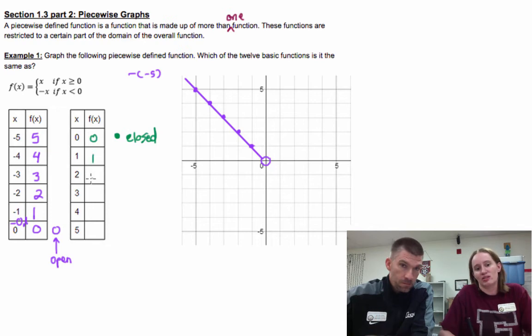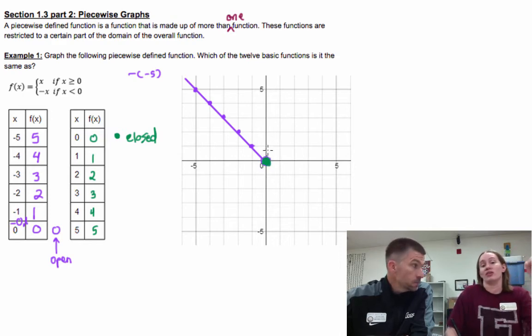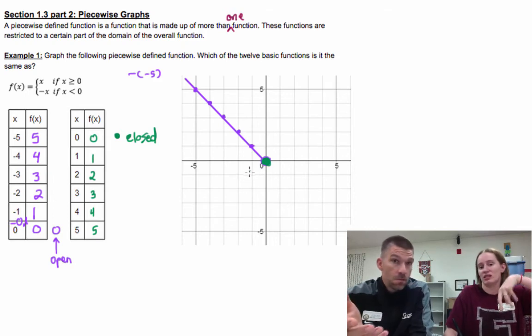Plug in 1, you get 1. 2, you get 2. 3, you get 3. 4, you get 4. 5, you get 5. So now 0, 0 before was open, we're going to fill it in. And sometimes that'll happen that you'll do the first part and see an open circle, but then the other function actually fills in the circle. So draw the rest of that.